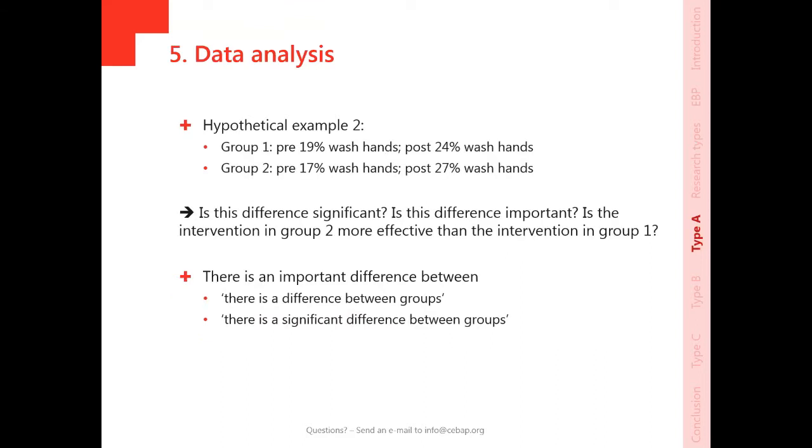Another example: if you are comparing two groups, the same applies. So let's say at baseline, group 1 has 19% who wash hands, group 2 has 17% who wash hands. And after the interventions, group 1 has 24% who wash their hands, and group number 2 has 27% who wash their hands. Now, is this difference significant? Is it important? Does this mean that the intervention in group number 2 was more effective than the intervention in group number 1? Again, we cannot answer these questions if we don't use proper statistics.